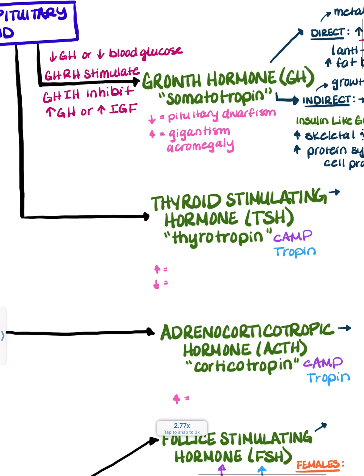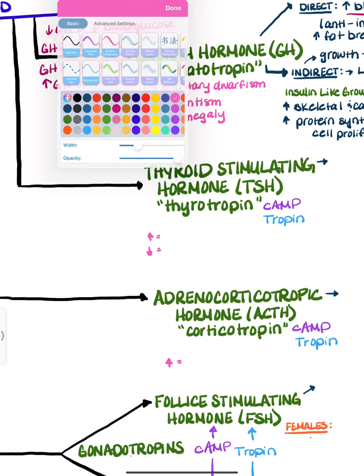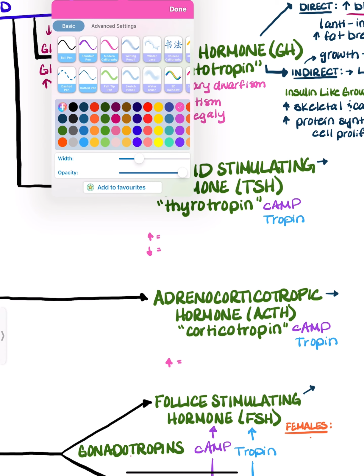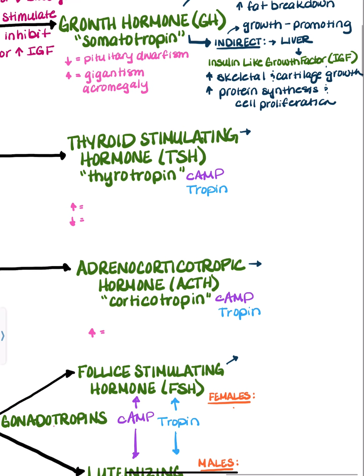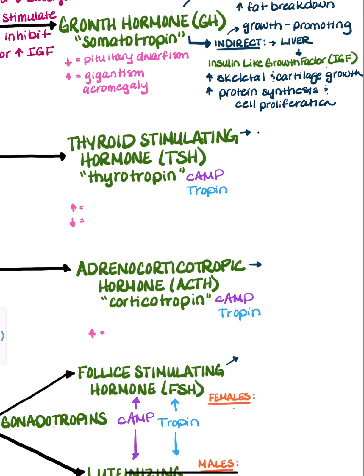Okay, so now let's move on to the second hormone released from the anterior pituitary gland, and this is going to be our thyroid stimulating hormone. So its function is probably obvious. It's going to aid in the normal development of the thyroid, and it's going to help with the secretory activity of the thyroid.